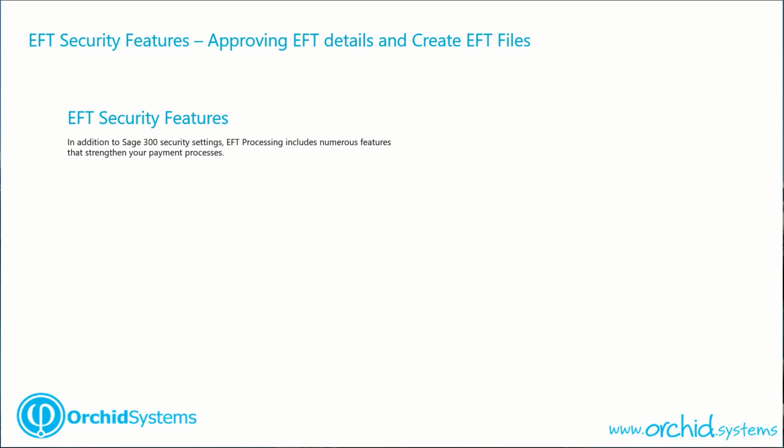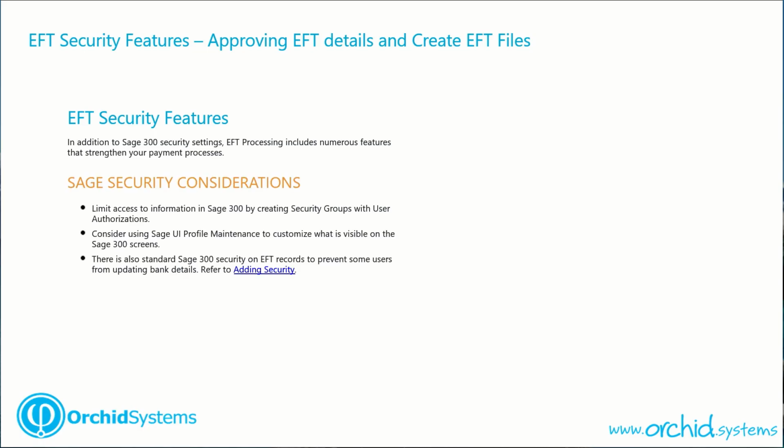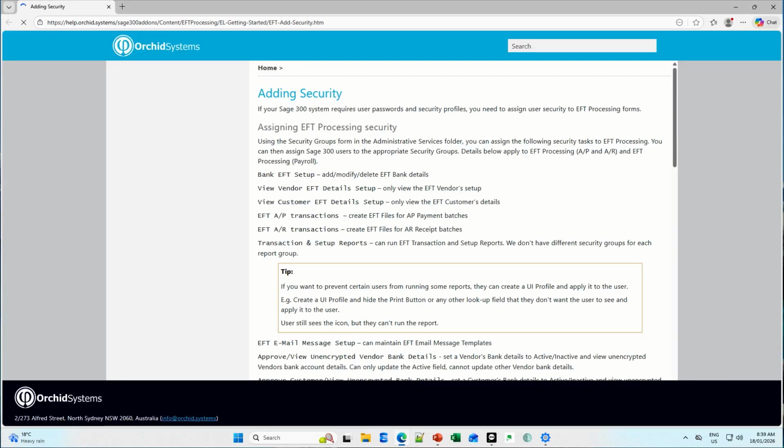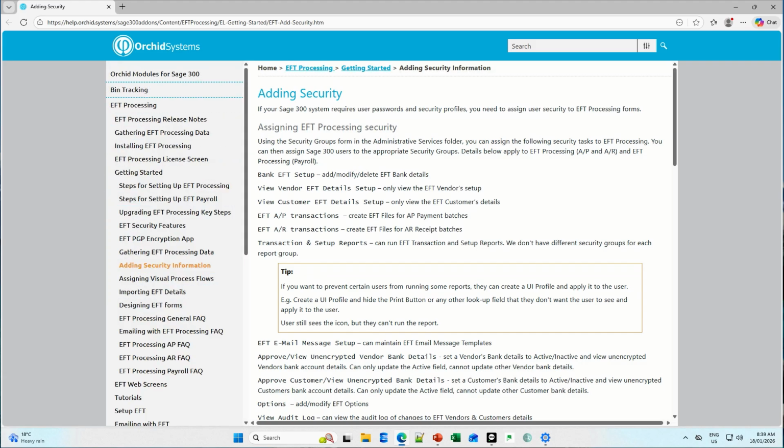EFT has a number of security features to allow you to control who can enter and view the EFT details and who can create EFT files. And this is typically done through the Sage security considerations by limiting access of users by assigning them to appropriately configured security groups. And this is all described in the EFT help. And you can read up on the various security groups that are applicable.